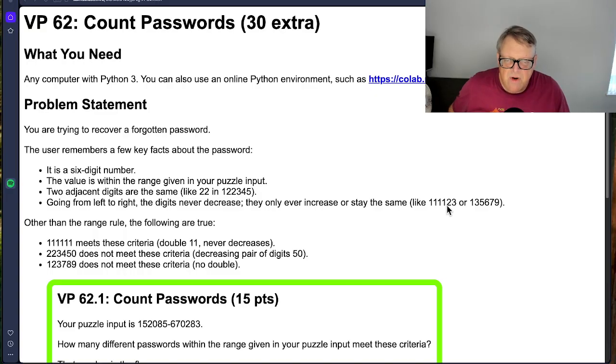So 1, 1, 1, 1, 2, 3 is okay. 1, 3, 5, 6, 7, 9 is okay. It only goes to the right, so this meets the criteria. The 1 never decreases. 2, 2, 3, 4, 5, 0 fails because 5 goes to 0 and 0 is smaller. 1, 2, 3, 7, 8, 9 has no double. So you have to have at least one double and monotonically increasing.